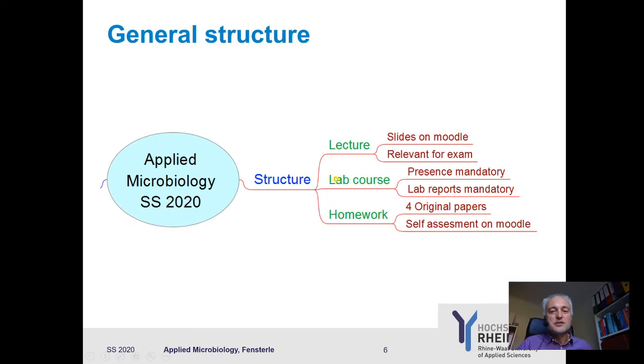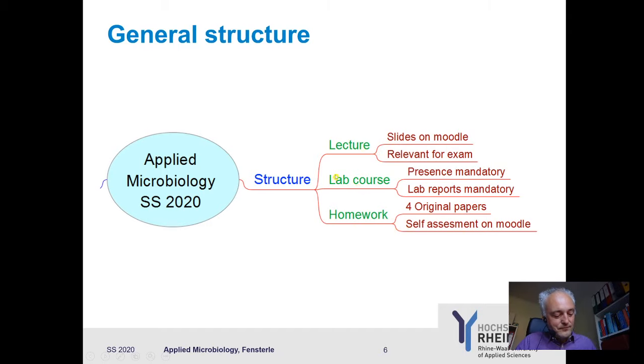This is the general structure of this lecture, and this is already the structure we have in this summer semester 2020. We have, of course, the lecture, lab course and homework. These are the three things we have. For the lecture, you see the slides are of course on Moodle. I will talk in a couple of seconds about that in more detail. Of course, it's relevant for the exam. I will also talk in a second about the exam in more detail, and the lab course and homework.